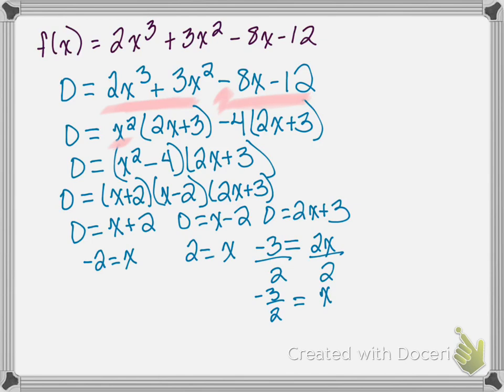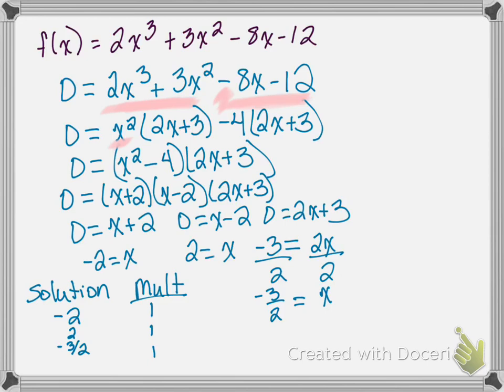So my solutions are -2, 2, and -3/2. Write those a little bit smaller. Good. And the multiplicity for each of those is 1. Okay.